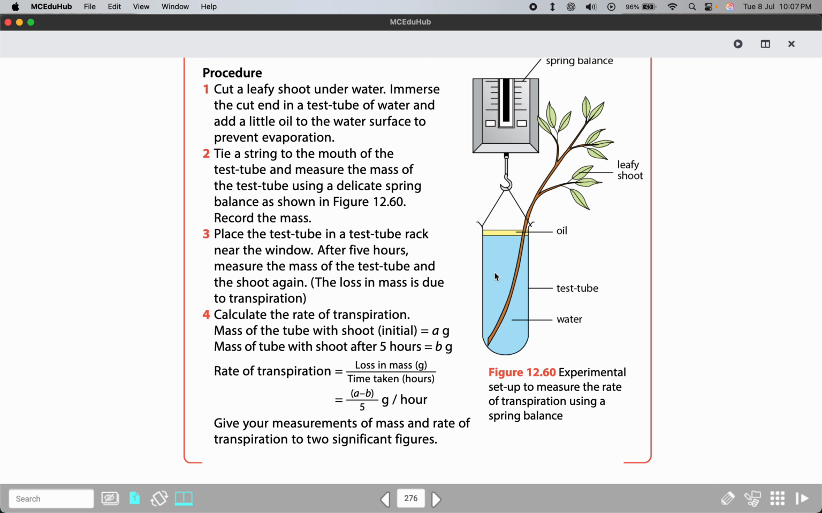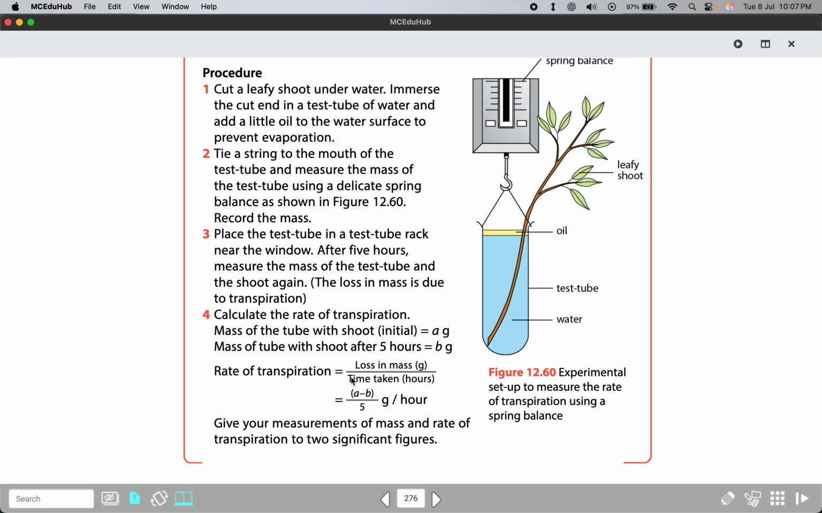What happens is that you can just put a leafy shoot, that is able to absorb water through transpiration, and give it some time, maybe 5 hours. And you also put a layer of oil here to prevent any evaporation from the upper surface. What we do is, let's say the mass of the tube with the shoot initially is A grams. After 5 hours, the mass of the shoot is B grams.